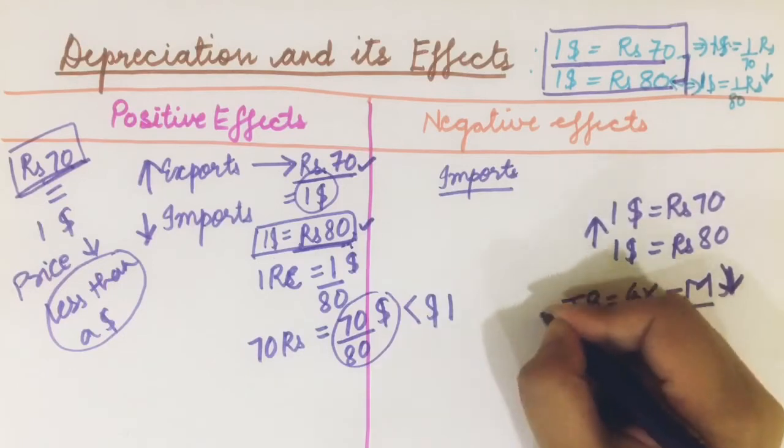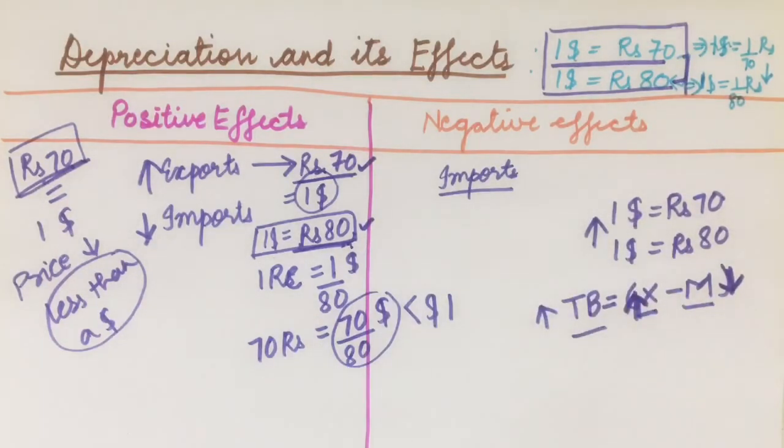So what happens, this trade balance goes up, and due to a rise in trade balance, it is a positive effect. That's why these two effects are written under positive effects. Now let's go to negative effects of this imports and export change.